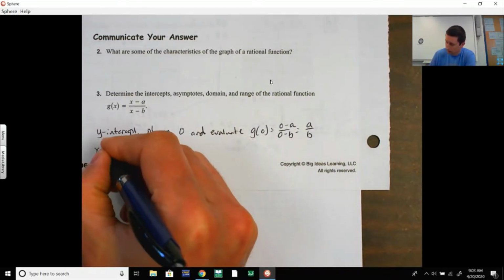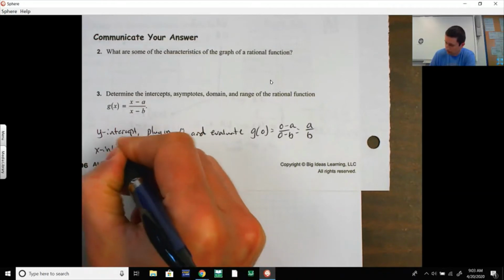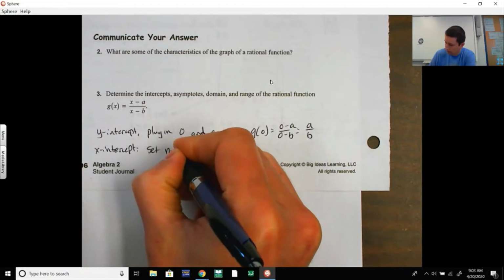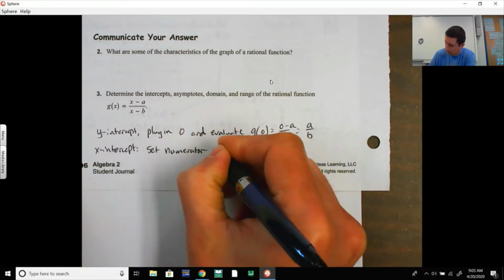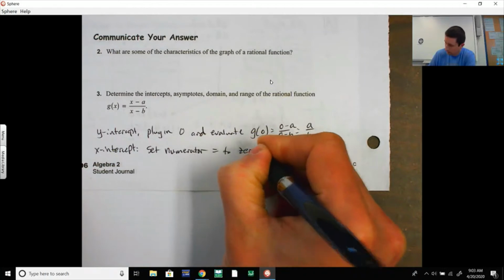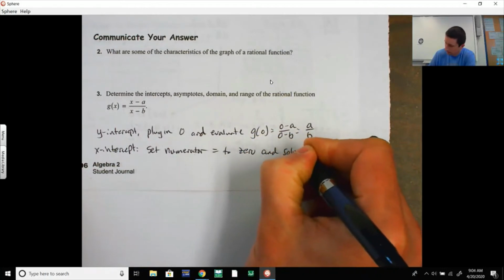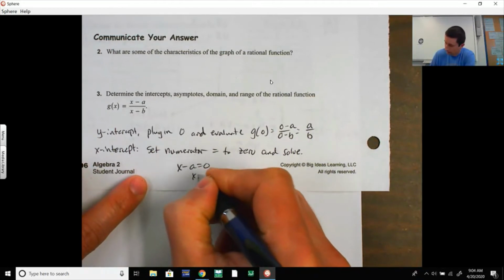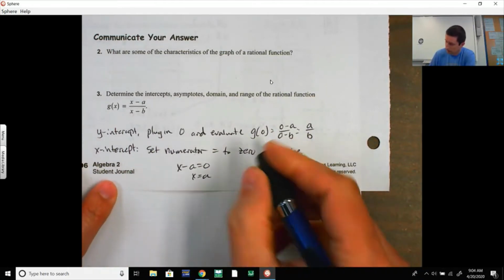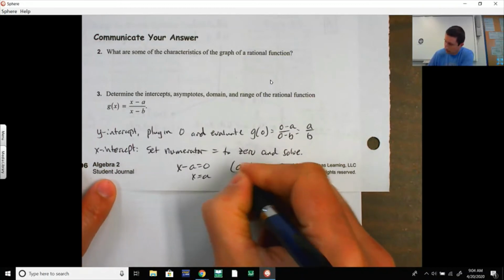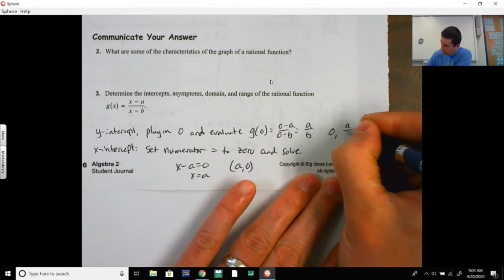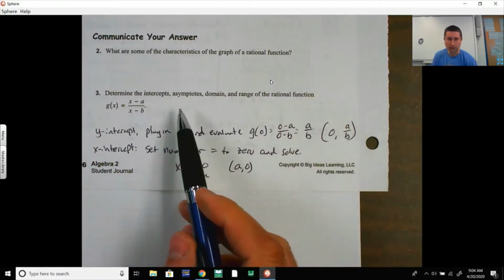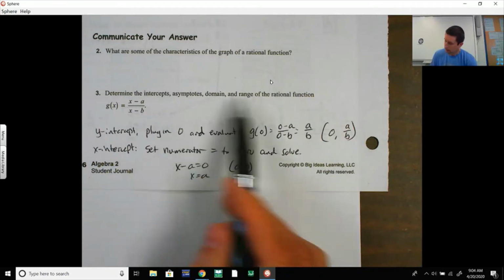For an x-intercept, what you do with a rational function, you're going to set the numerator, which is the top, equal to 0, and solve. So I'm going to set x minus a equals 0, and I get x equals a. So my x-intercept would be at a comma 0. My y-intercept would be at 0 comma a over b in this case. Okay. Asymptotes we've already talked about. Domain and range we've already talked about.